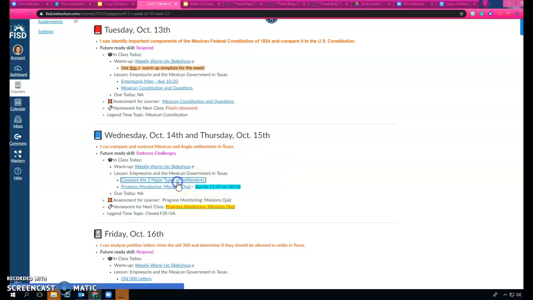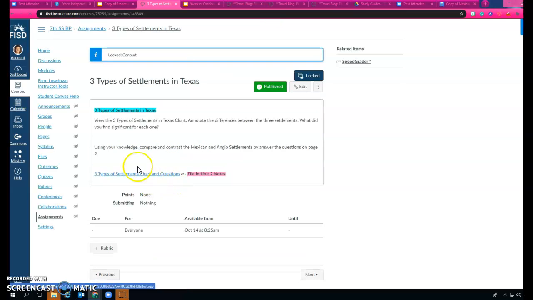So if you go ahead and open up this assignment, it says view the 3 types of settlements in Texas chart. Annotate the differences between the 3 settlements. What did you find significant for each one? Using your knowledge, compare and contrast the Mexican and Anglo settlements by answering the questions on page 2. There are 3, this is the chart and questions. This needs to go in Unit 2 notes.